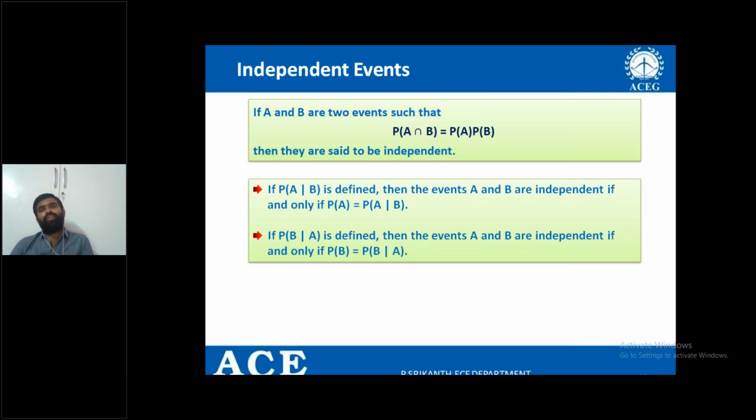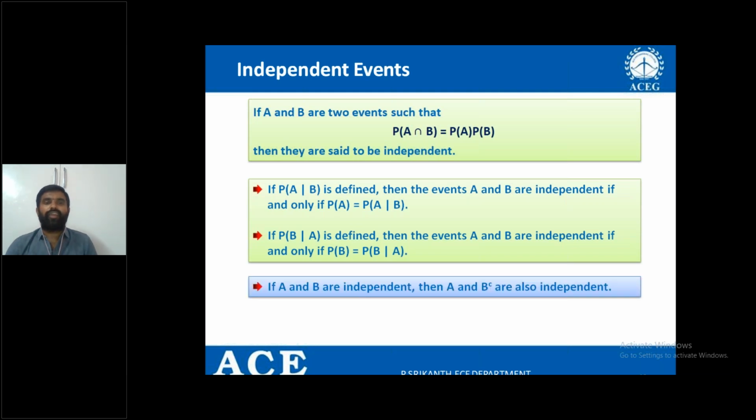So if P of A intersection B equals P of A into P of B, what happens to conditional probability? The conditional probability can be represented as P of A given B equals P of A intersection B by P of B. If I substitute this, ultimately P of B gets cancelled and the result is P of A. So you can write this relation if the two events are independent, right?